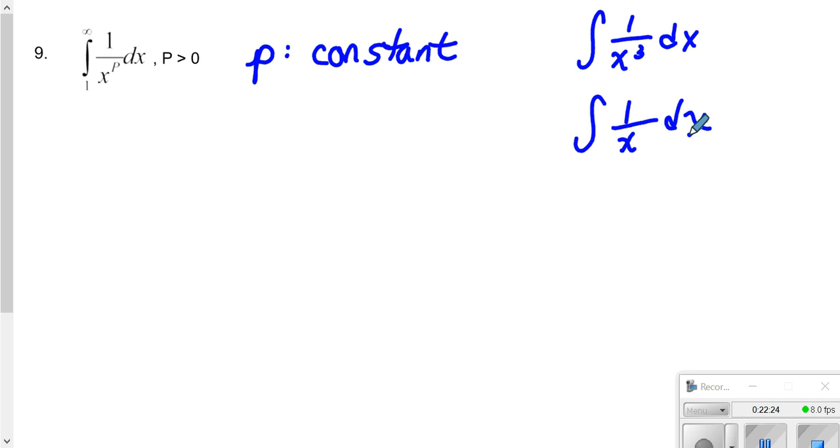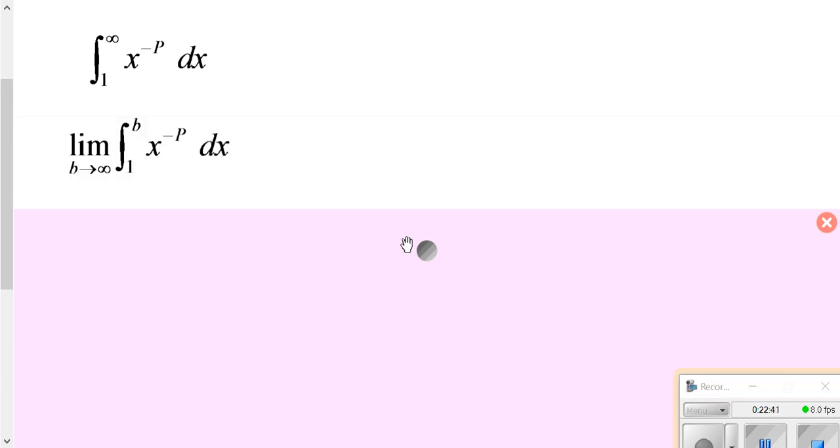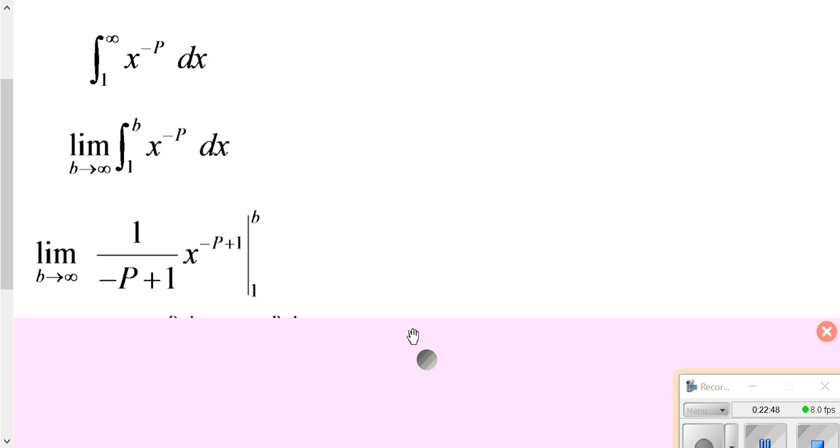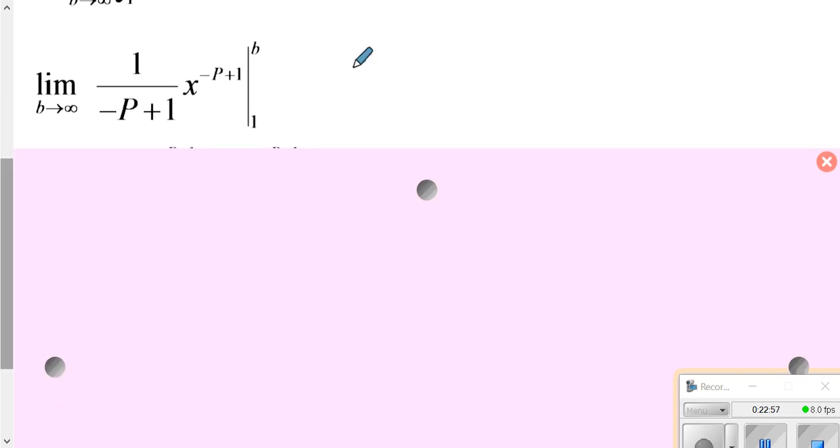So we're going to take a look at this and see what happens to anything that's in this form if our upper bound is infinite. So first, we could rewrite 1 over x to the p as x to the negative p. Then we would rewrite this so that our upper bound is represented by some other notation with a limit. Then I am just going to apply my antiderivatives, right? So this is a power rule situation. So the exponent goes up by 1, I divide by that new exponent.